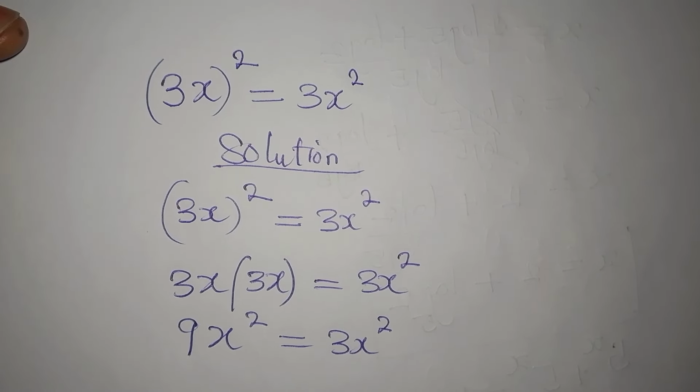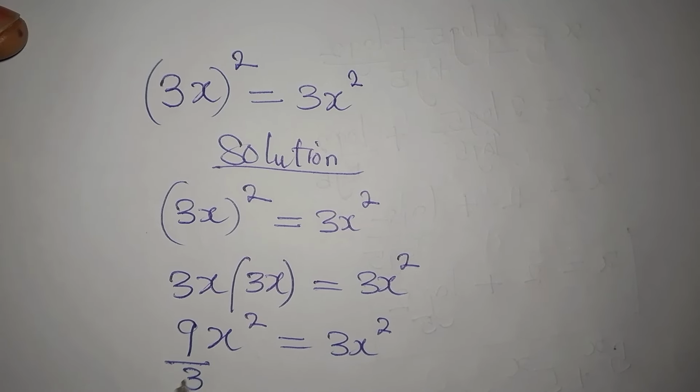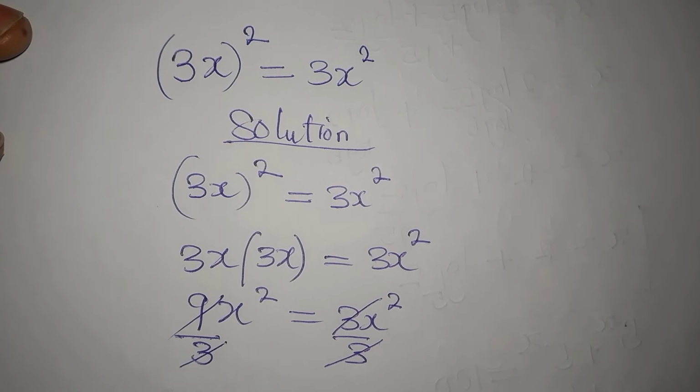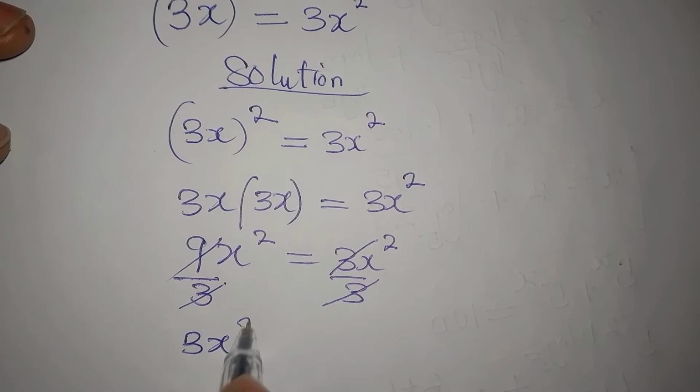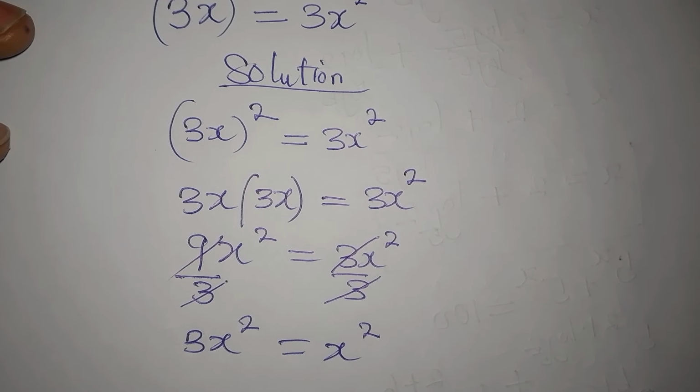Now, do not divide both sides by x², because if you do that, it becomes unsolvable. You can even reduce it by dividing both sides by 3, so that 3 will go, and 3 will go there. We have 3x² equals x². On no account must you divide both sides by x².